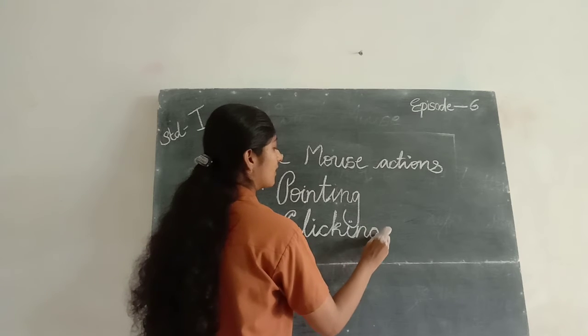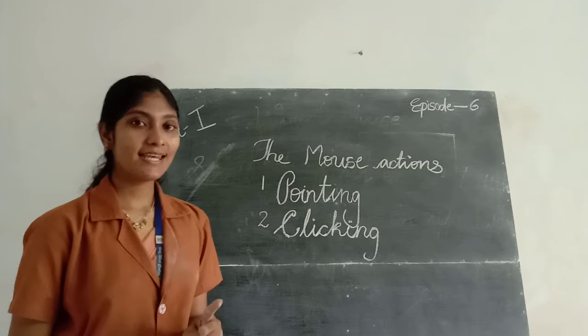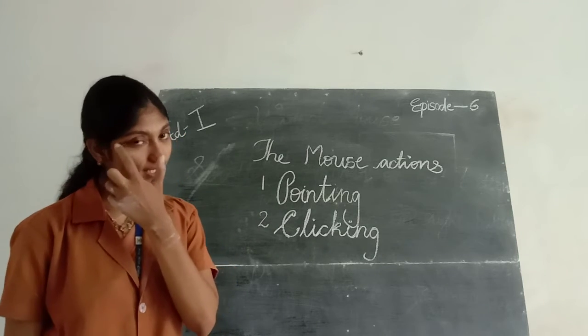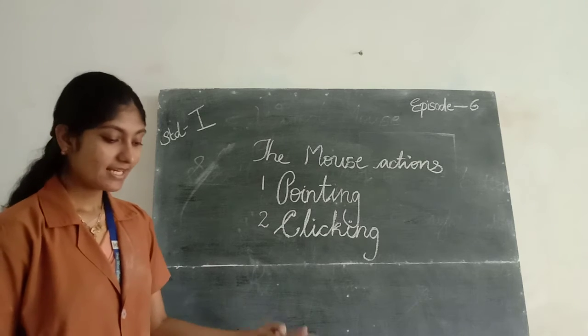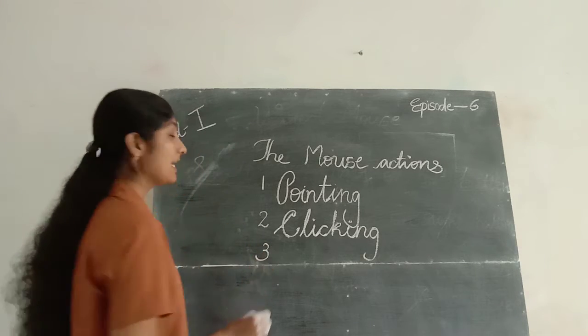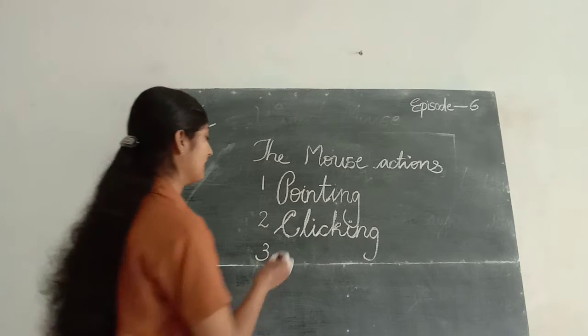C-L-I-C-K-I-N-G. What is its name? Clicking. So the second action is clicking. First action, pointing. Second action, clicking. Third one, double clicking. What's the third one? Double clicking.